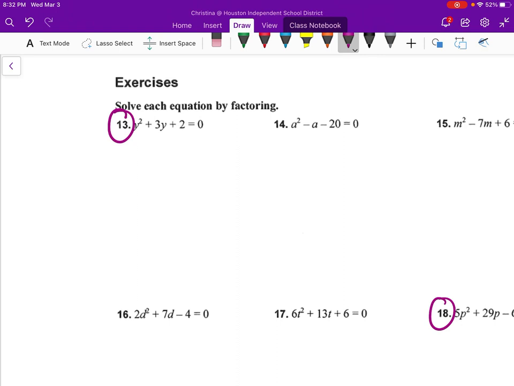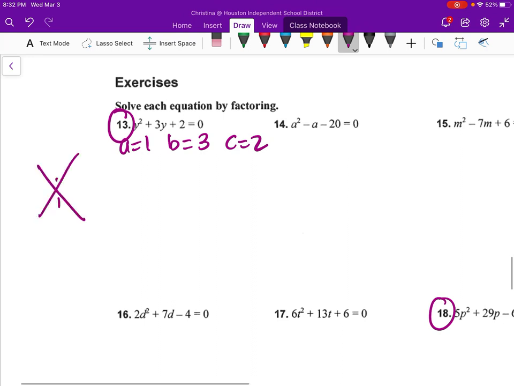Okay, so to factor, I need to label a is 1, b is 3, c is 2. Okay, so let me make my little x. A times c is 2. B is +3. Okay, I need two numbers that multiply to 2 but add up to 3. Don't overthink it. Just use 1 and 2.